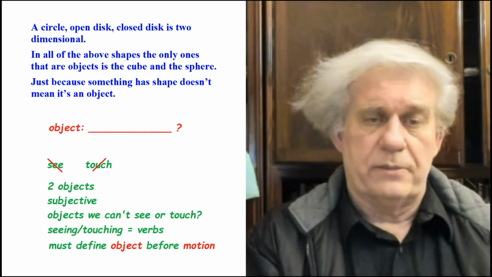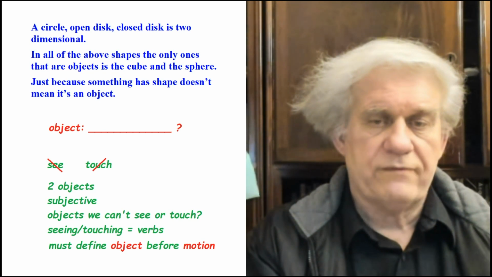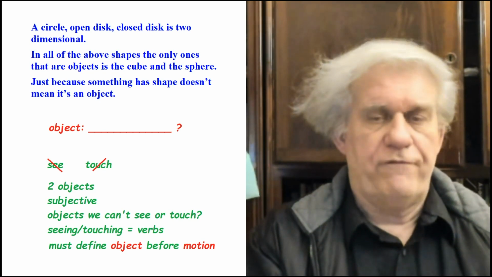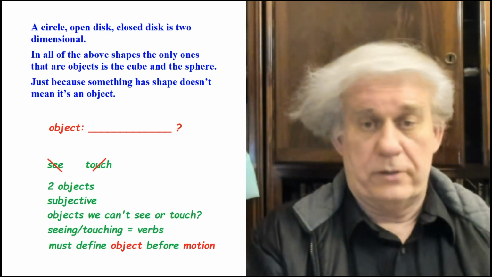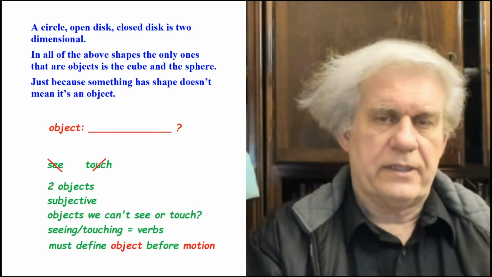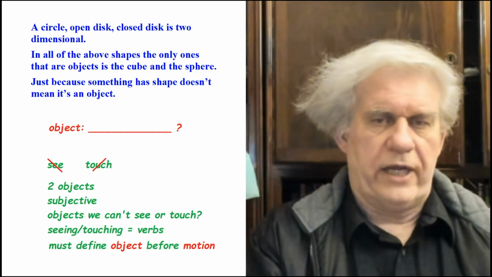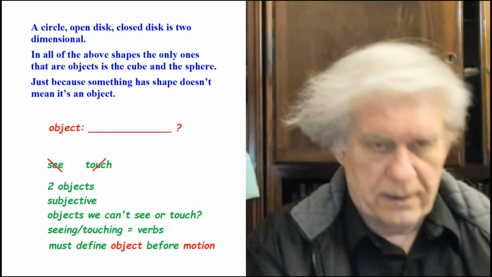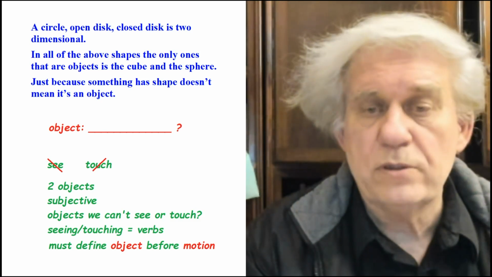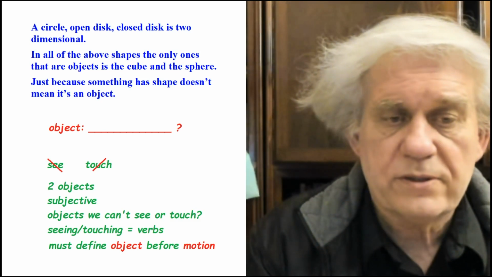Seeing and touching are verbs, and you always have to define the word object before you define the word motion, a verb, right? Because motion is two or more locations of an object. So the object has to move, and if it moves, you better have an object to start out with. You can't have motion without an object, which is what mathematical physics has. They get rid of the object and they start using points, and what are the points? Locations. So they move locations.